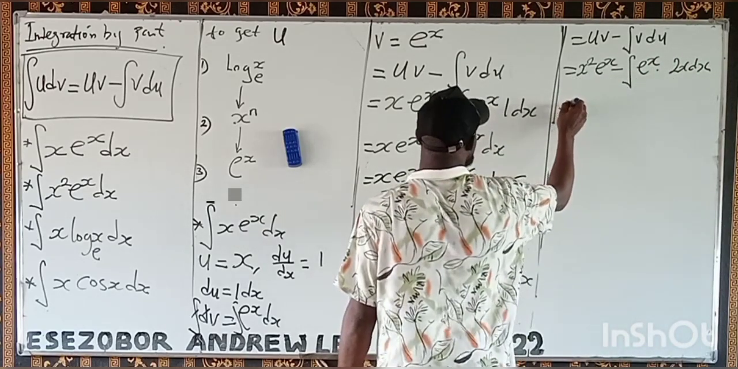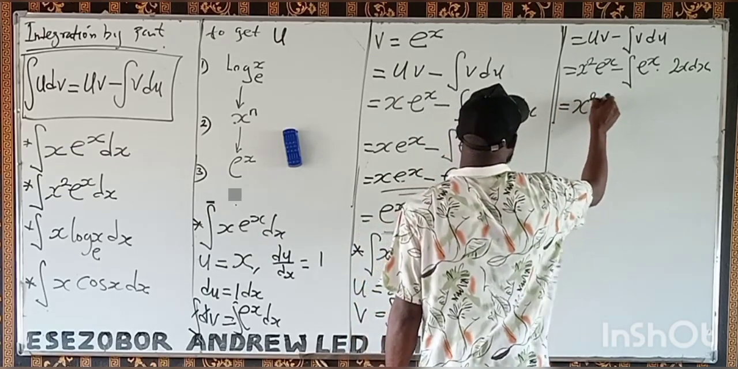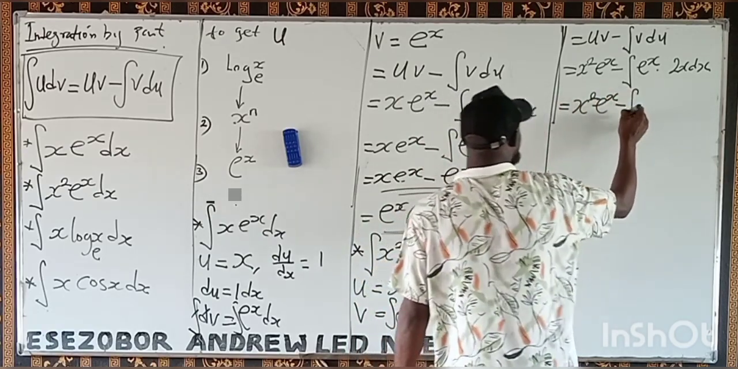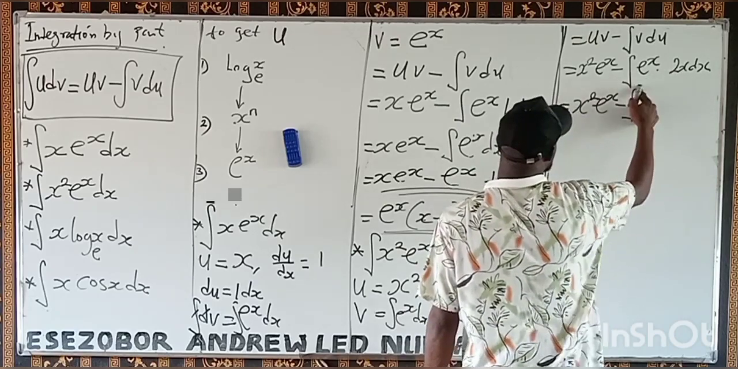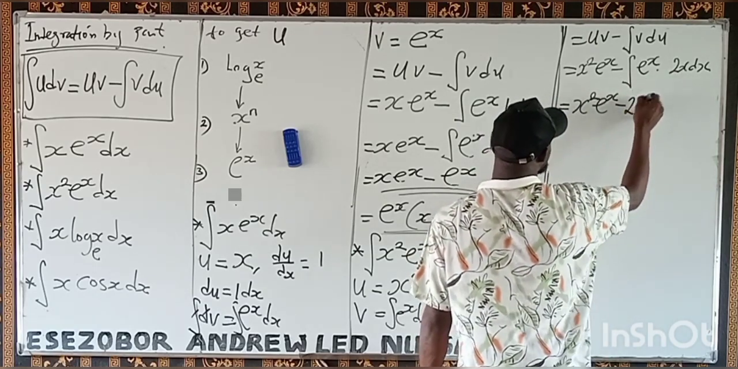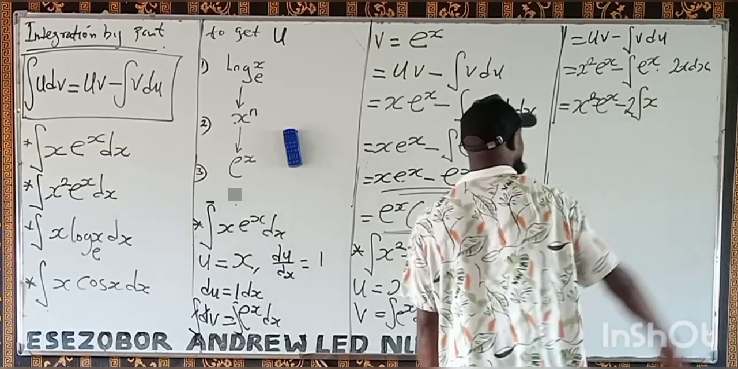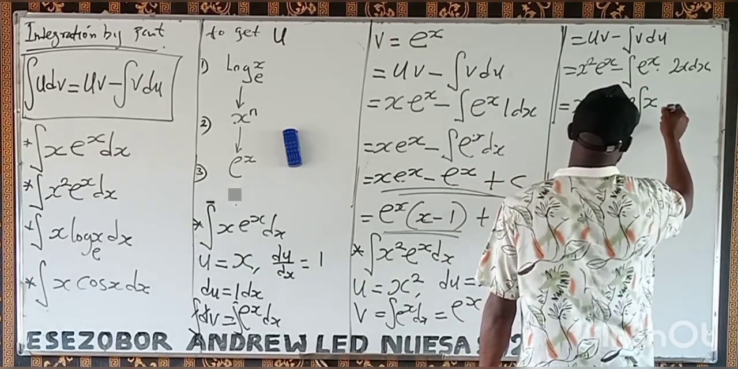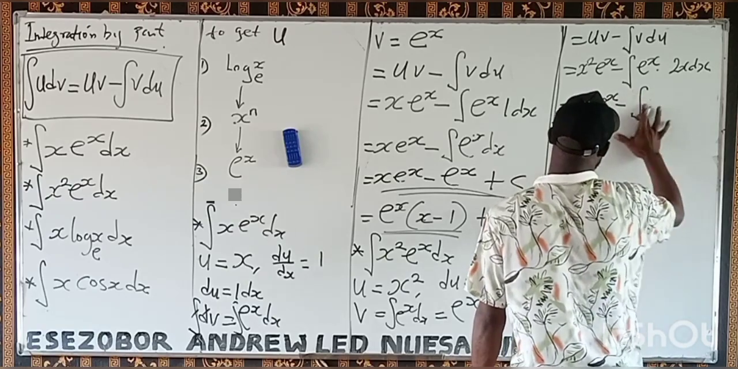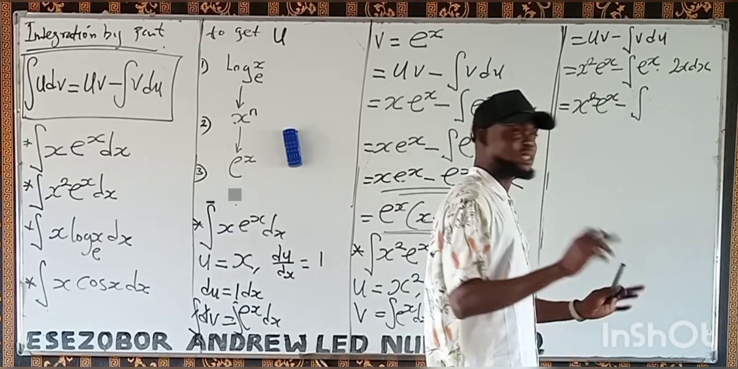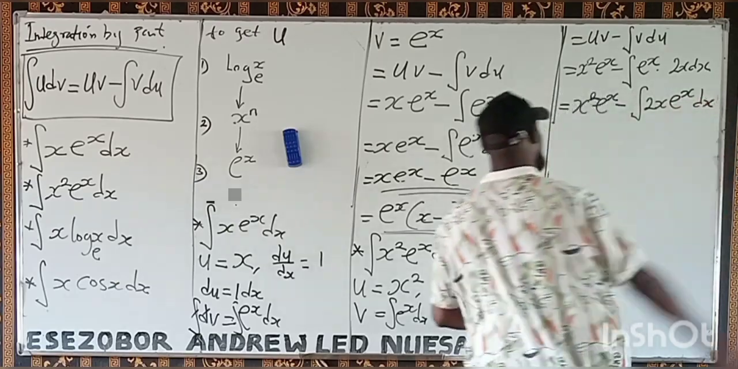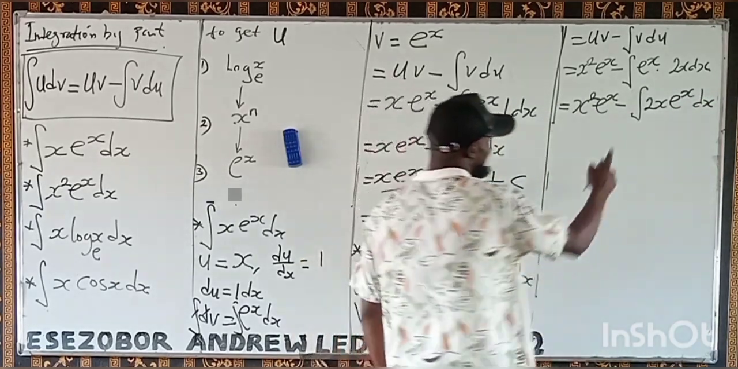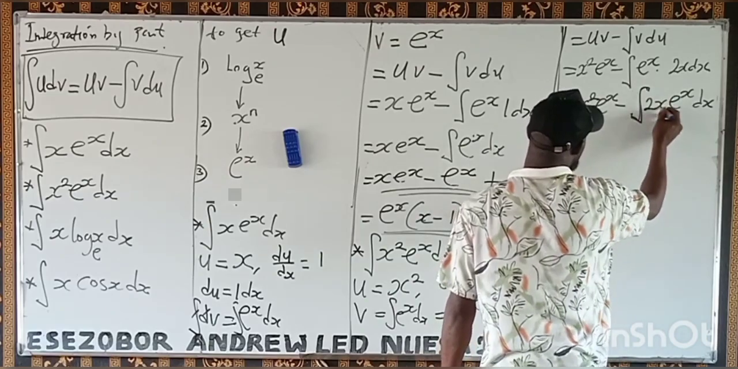So this will give us x squared exponential x minus integral. Let's move out that 2. Bring out the 2. We have x. Or you may decide to just leave the 2 like that. If you move it out or you don't move it out, you get the same answer. We have 2x exponential x dx. So we have to integrate 2x exponential x dx.